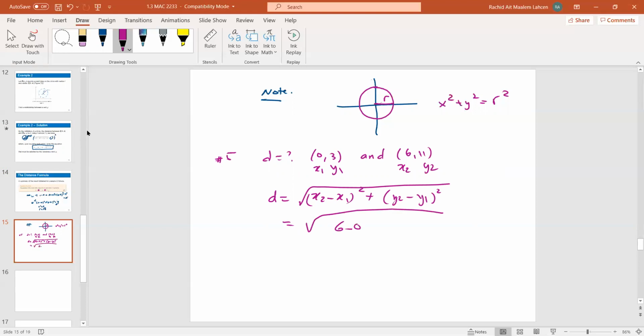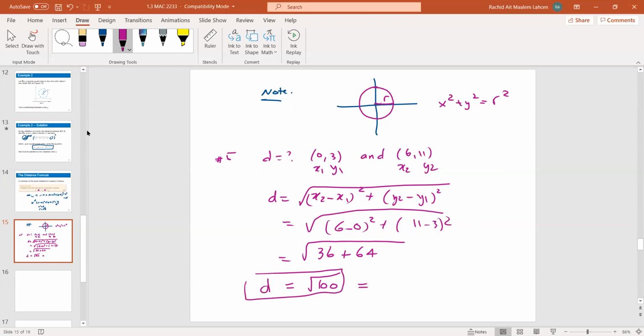x2 is 6 and this is 0. 11 minus 3, and that's squared. That's 6 squared, 36, and 8 squared, which is 64. And 36 plus 64 is 100. The common mistake is to say d equals 100, but really the answer is 10.